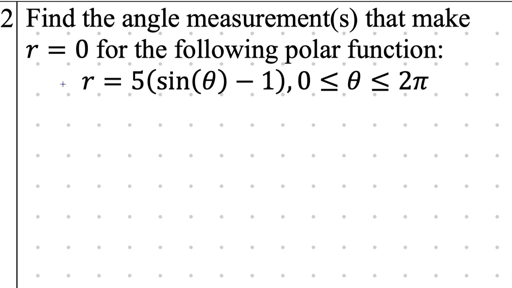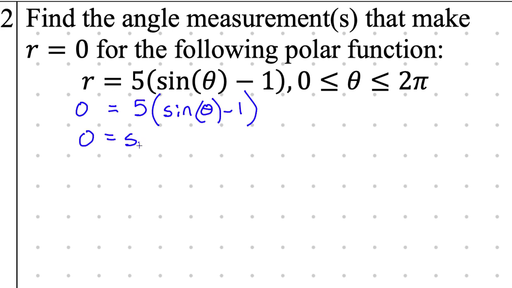So this one is slightly harder. Sometimes I like to multiply things together too. How do I make this thing equal to 0? I'll show you a different way of solving this one. If I need to make r equal to 0, just say, okay, r is equal to 0. 0 is equal to 5 times the quantity of sine of theta minus 1. Okay, let's divide both sides by 5. Therefore, I need to have 0 is equal to sine of theta minus 1.